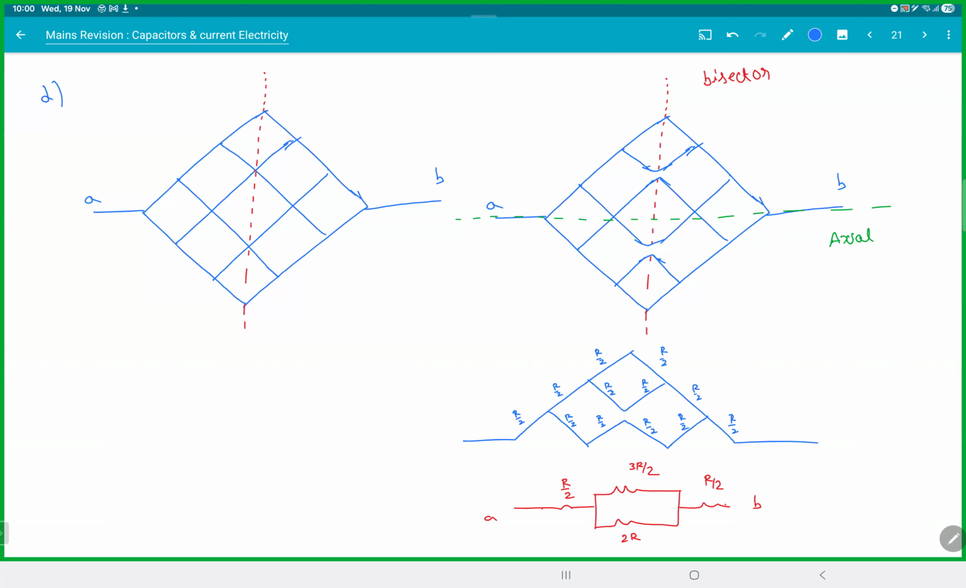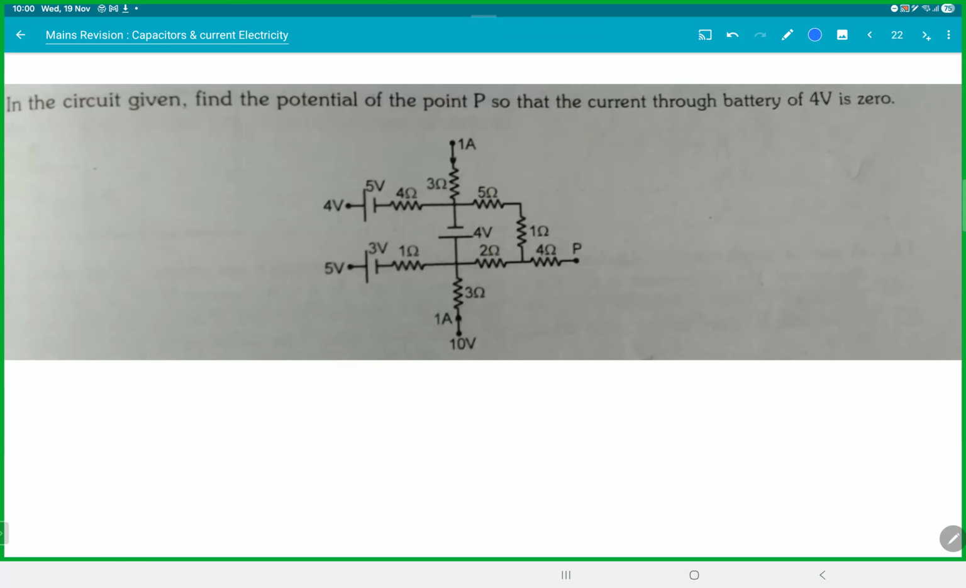So this thing you can solve. So R by 2, R by 2, R, and that is how much? Yeah, you can calculate. Let's get this. Let's keep going.